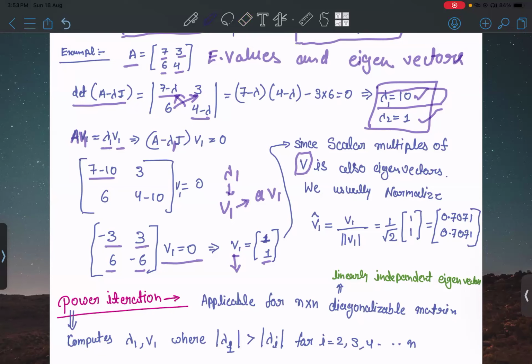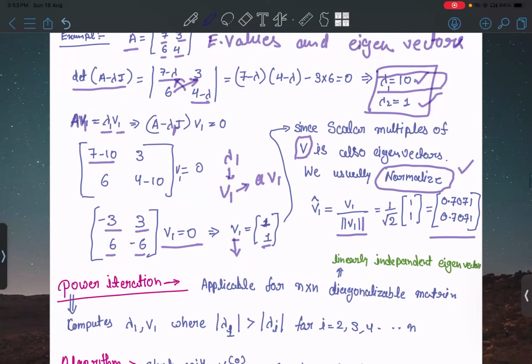So generally what we do, we try to normalize. It is a usual practice to simply normalize it. Suppose 1 1 was my eigenvector, so I divide by the norm of the eigenvector, then I will get the normalized eigenvector. I think you already know this procedure to find eigenvectors and eigenvalues.